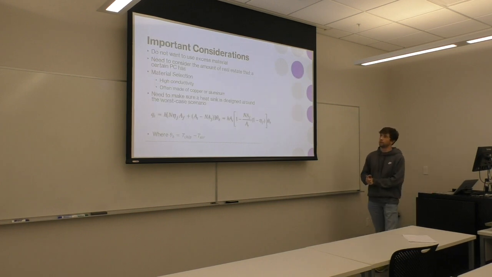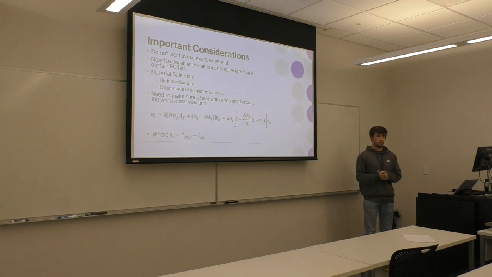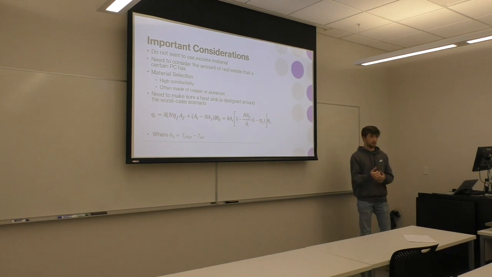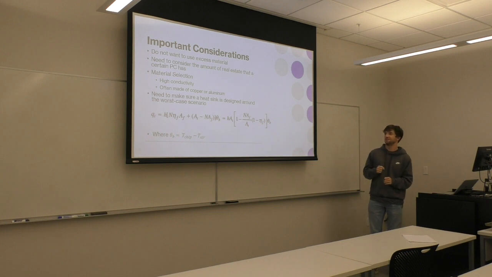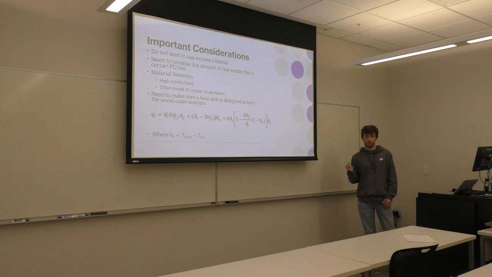So going into the important considerations, like I said, you don't want to use excess material, especially in laptops. You want to consider how much real estate you have inside. So you want to be as efficient as possible, but use up as little space as possible. For your material selection, you want a high conductivity, and material often used is copper or aluminum. And usually you want to design these around the worst case scenario. So that's when your CPU's at full load and you're producing the most heat.